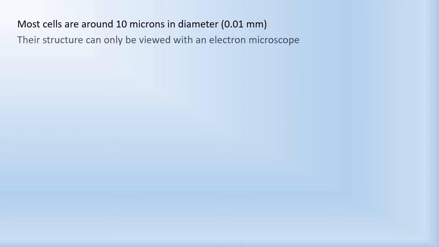Cells are the structural and functional units of all living organisms. In the multicellular organism like the human, the cells collectively carry out all the processes that make the organism a living entity. Cells vary in shape and size, but on average, most cells are around 10 microns. That's 0.01 millimeters. Because of this, their structure can only be viewed using an electron microscope.